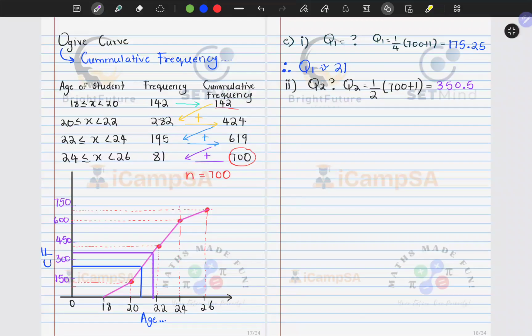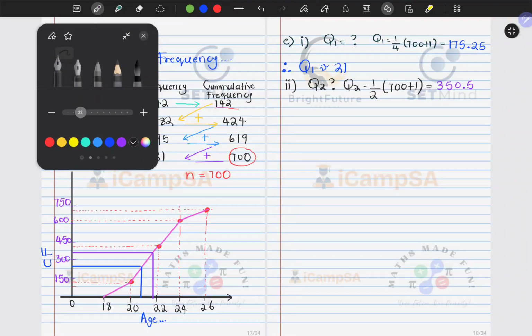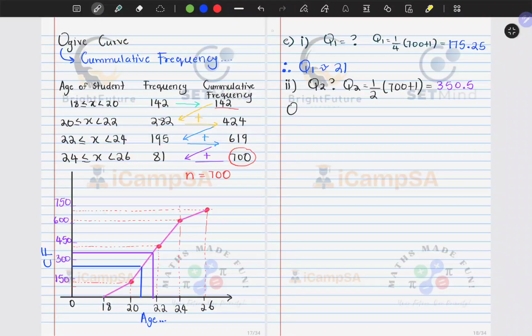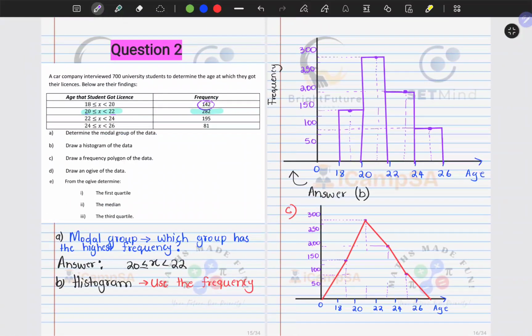Okay. And if you observe carefully, at our 350, we are very close to 22. Okay. So at 350. So if you had drawn this according to scale, you would have a good read. So our Q2, I'm going to say maybe it's 21 point. It's definitely above 21. So maybe I would say 21.7. Okay. As an example.